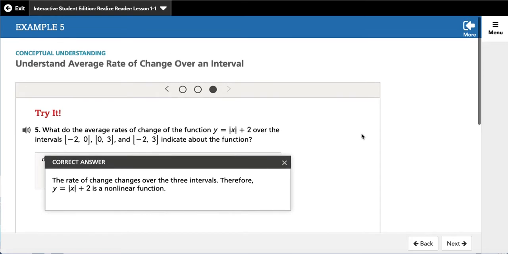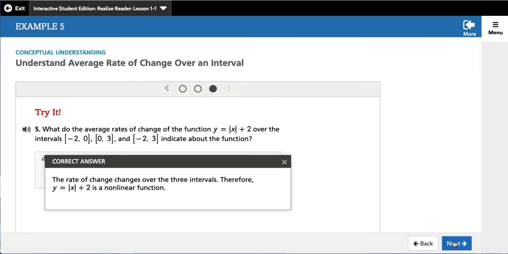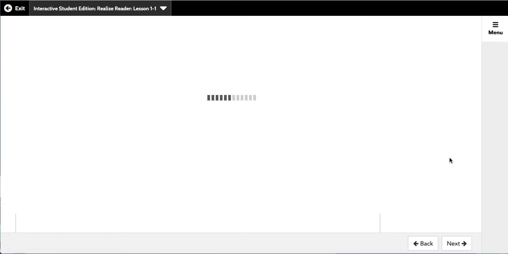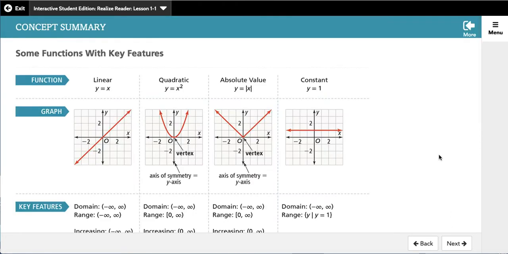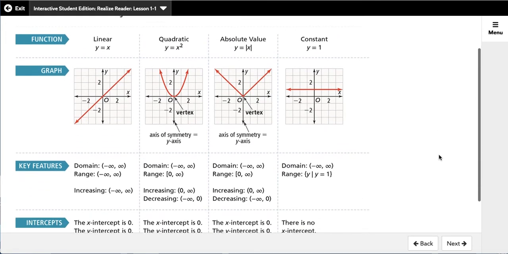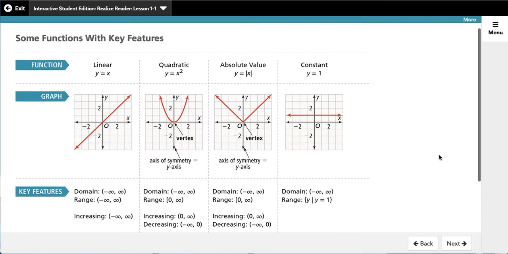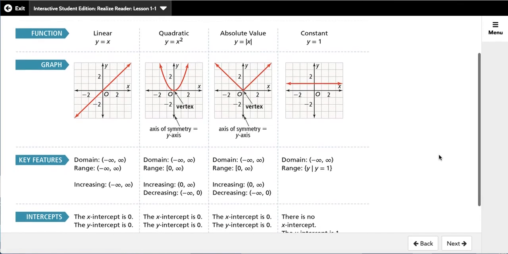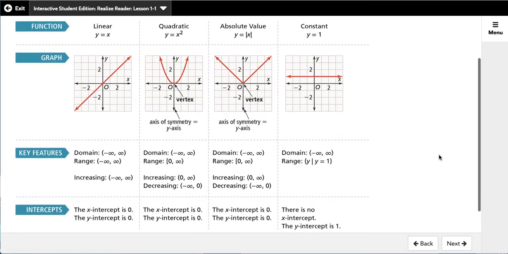This is the last example, so let me go over the concept summary before I tell you the problems that you can do. If you don't mind, this might be worth a screenshot or two. I know it's a video, so you can replay it. Unfortunately, I can't really fit. Yeah, I can. Some key functions with key features. There we go. If it's a linear function, that's the graph. The key features, domain is all reals, and so is the range.